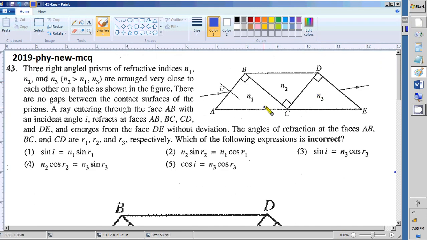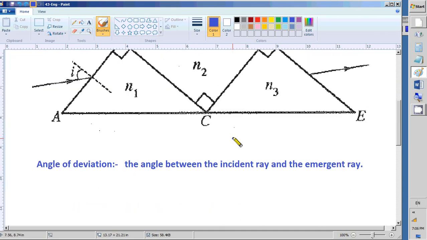They say in this question that the ray emerges from the face DE without deviation. So what is the meaning of deviation? First of all, let us revise a little bit what deviation is.